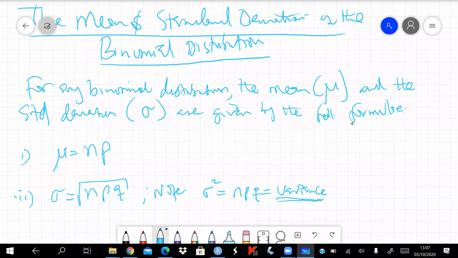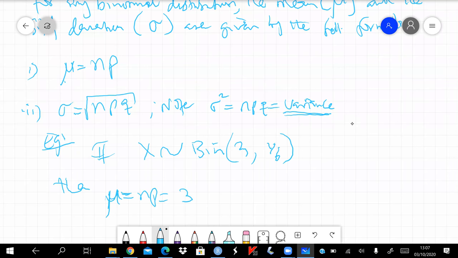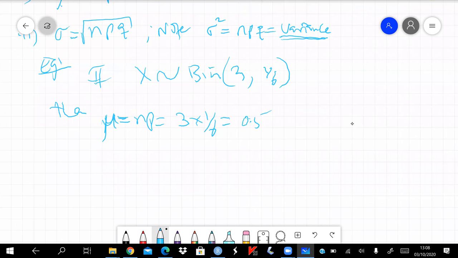For example, if we are given a variable X which is binomial, where the number of trials is 3 and P is 1 over 6, then the mean of that variable will be given by n times p, which is 3 times 1 over 6, which is half. Then the standard deviation will be given by the square root of n times p times q, which is 3 times 1 over 6 times 5 over 6.